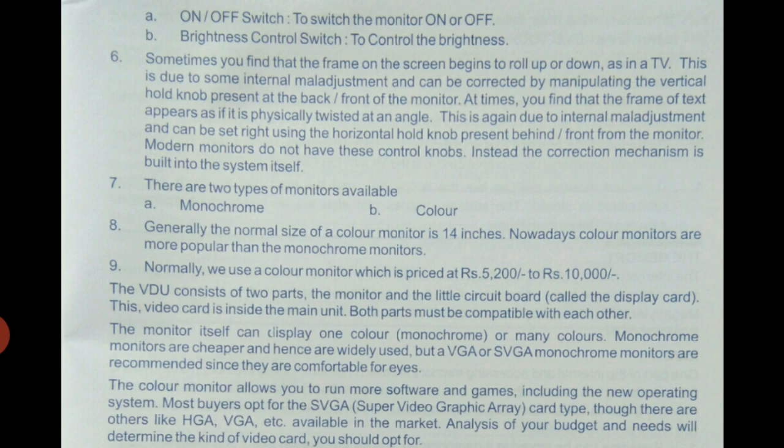Seven, there are two types of monitor available. First one monochrome and second one color. Now what is the difference between monochrome and color? Monochrome is nothing but black and white, and color is nothing but color. This is a very simple difference between monochrome and color.